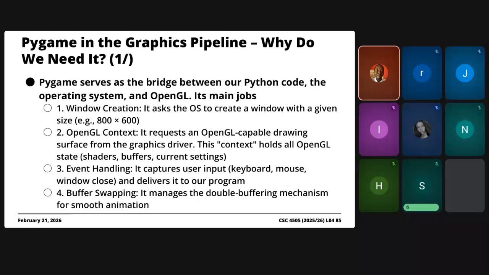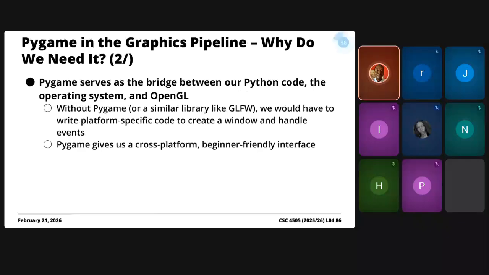So capture user input, keyboard events and mouse events. You move your mouse and click the X button, or you press the escape key or something like that. And then buffer swapping as well. It's going to manage the double buffering mechanism for smooth animation, in instances where we want to clear the screen before we draw, for instance.